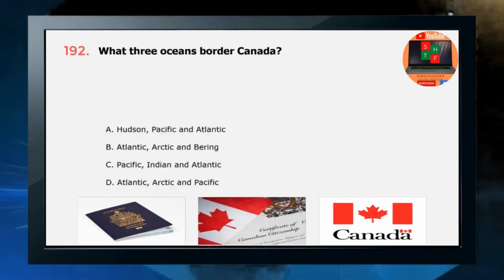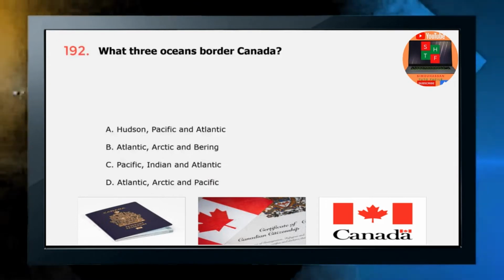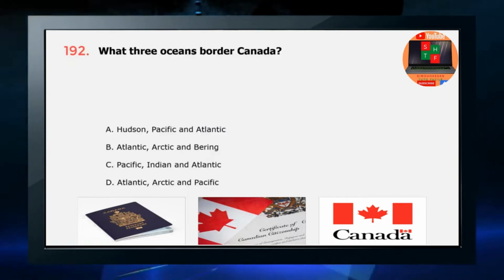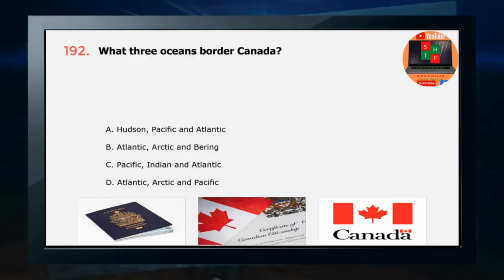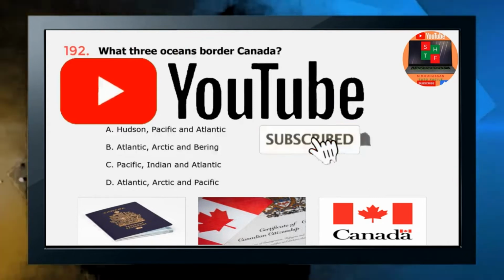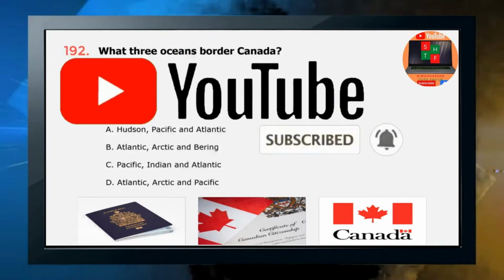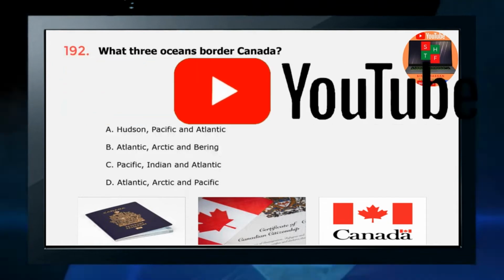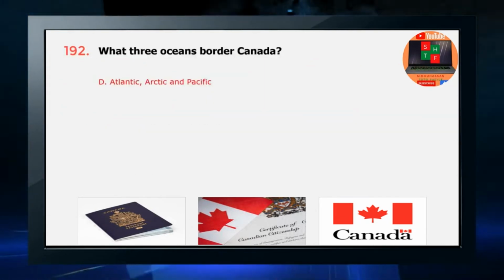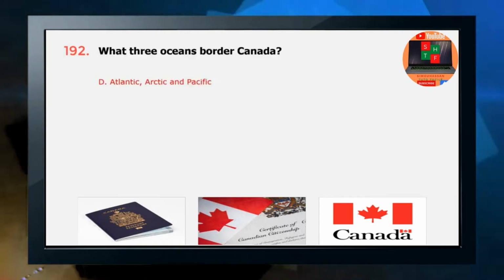Question 192. What three oceans border Canada? A. Hudson, Pacific and Atlantic. B. Atlantic, Arctic and Bering. C. Pacific, Indian and Atlantic. D. Atlantic, Arctic and Pacific. The answer is D. Atlantic, Arctic and Pacific.